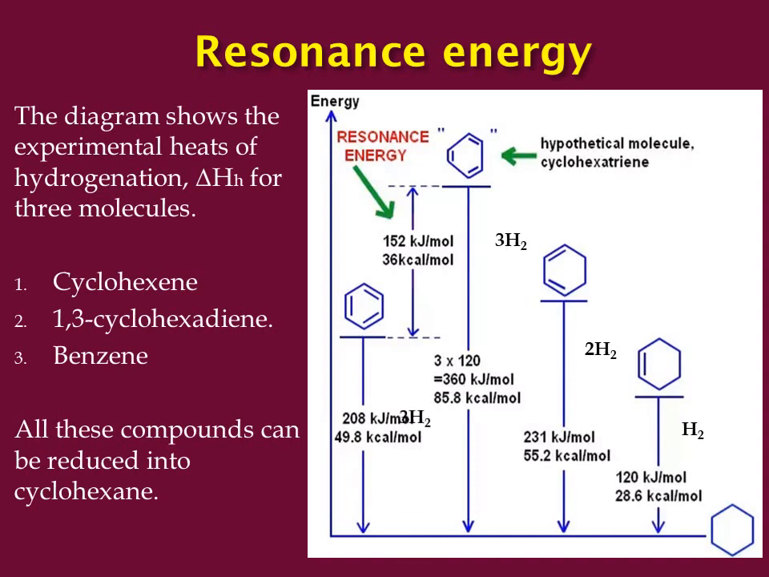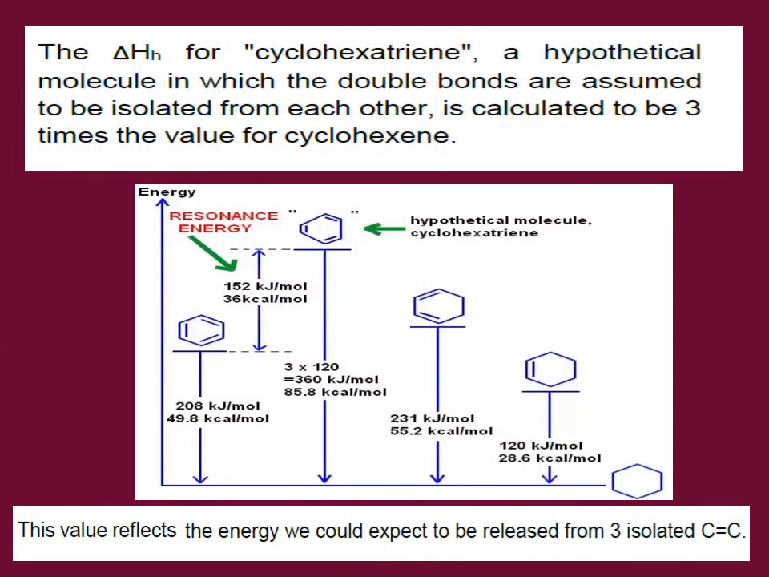Students, keep in mind that the delta H of cyclohexatriene, a hypothetical molecule in which the double bonds are assumed to be isolated, is calculated to be 3 times the value of cyclohexene. This reflects the energy we could expect to be released from 3 isolated double bonds. But students, you already know that the double bonds of benzene are not isolated. They are conjugated. And due to the conjugation and resonance, you can see how it has contributed to the stability of benzene.